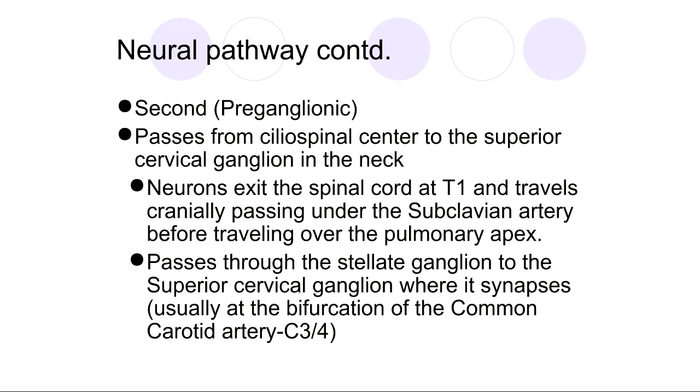The second or preganglionic neural pathway continues and passes from the ciliospinal center to the superior cervical ganglion in the neck. It exits the spinal cord at T1 and travels cranially, passing under the subclavian artery before traveling over the pulmonary apex of the lung. It passes through the stellate ganglion without synapsing there, and then it goes to the superior cervical ganglion where it synapses, usually at the bifurcation of the common carotid artery at C3 to 4.